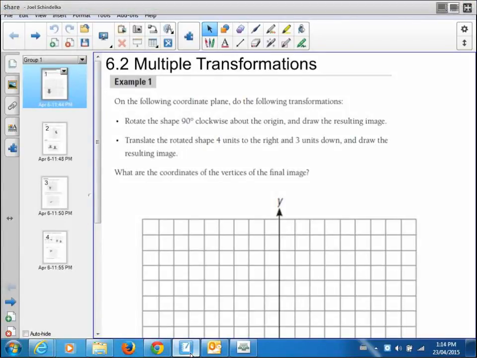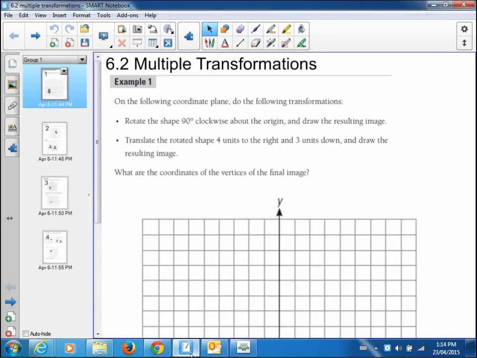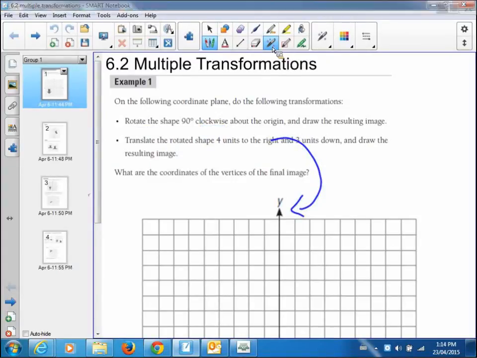So on this coordinate plane, the graph grid, we're going to do some of these transformations. We're going to have a rotation of 90 degrees. Always pay attention to if it's clockwise or counterclockwise. If you forget what clockwise is, look at the clock. Clockwise above the origin, and draw the resulting image. Then the second thing is translate, so slide that rotated shape 4 units to the right, 3 units down, and draw that. Coordinates of the result.